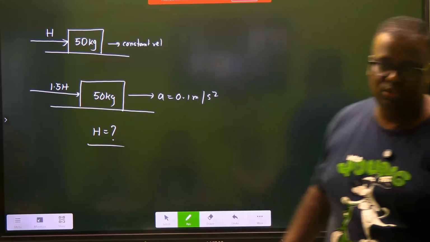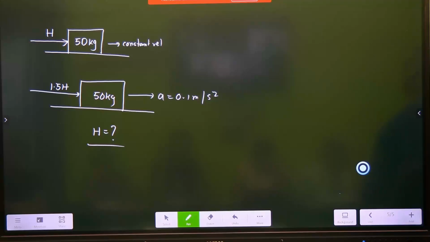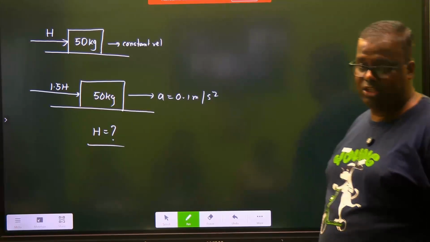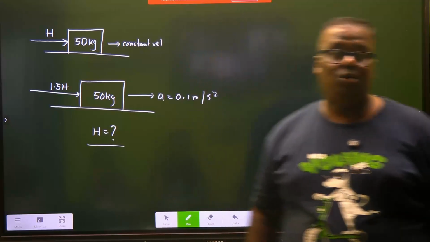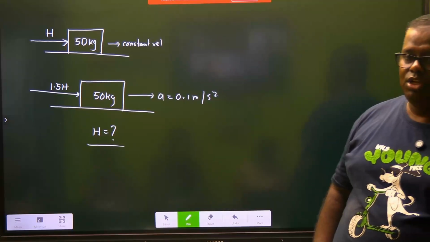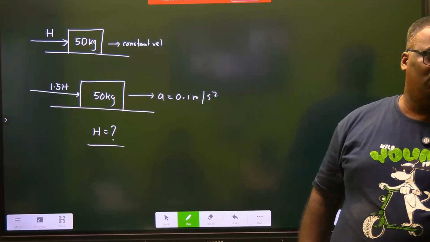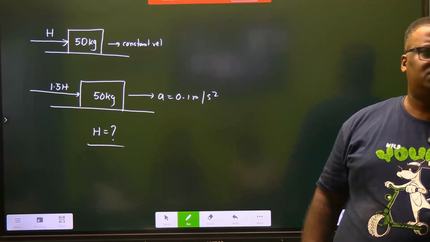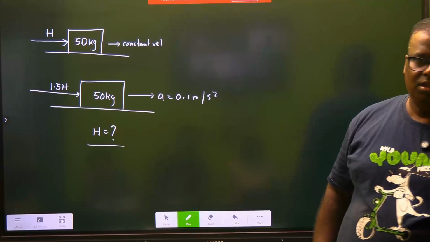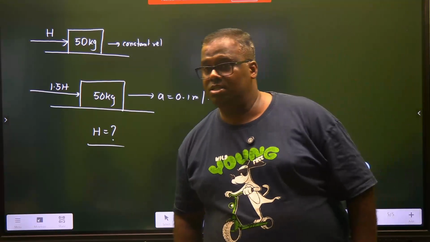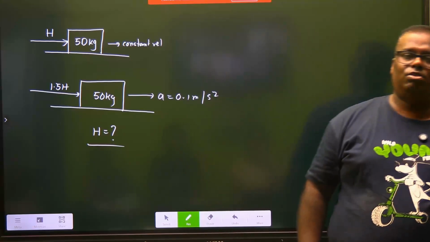How will you decode this problem? First, understand: when the body was pushed by H, it moves with constant velocity. When the body was moved with 1.5 H, it has an acceleration. I need to find out the value of H. Force is mass into acceleration. We all know the mass of the body is given. Acceleration is also given. You need to find out the value of H.